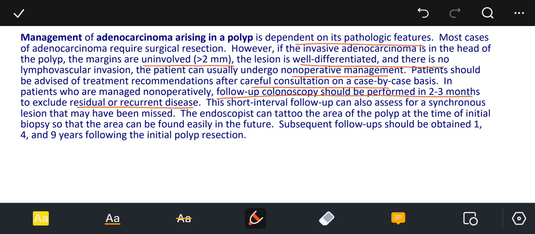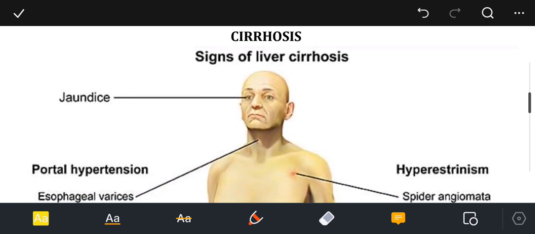The endoscopist can tattoo the area of the polyp at the time of initial biopsy so that the area can be found easily in the future. Subsequent follow-ups should be obtained 1, 4 and 9 years following the initial polyp resection. The next point is about cirrhosis.